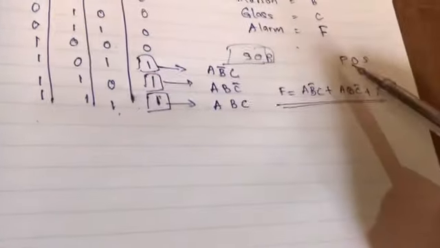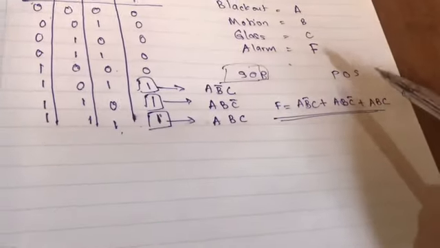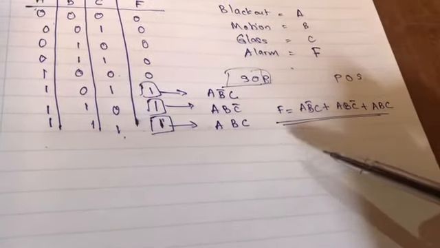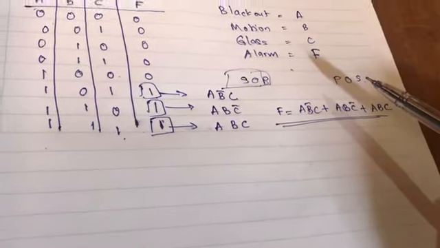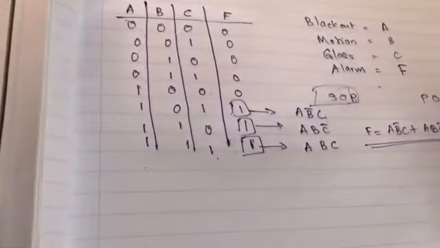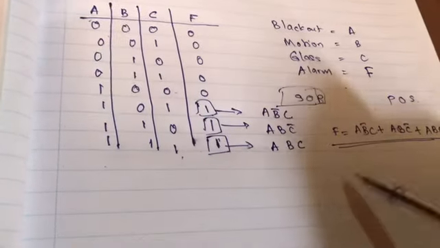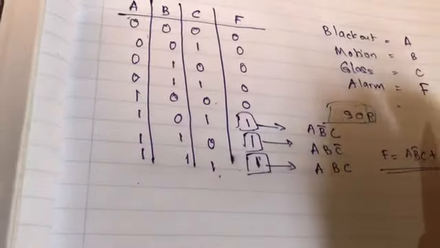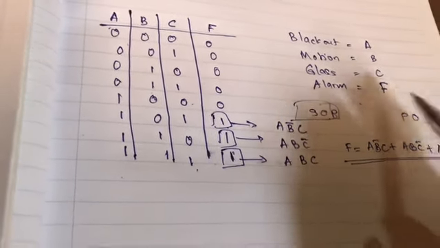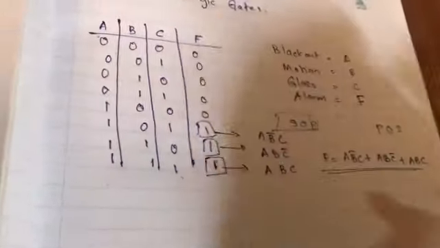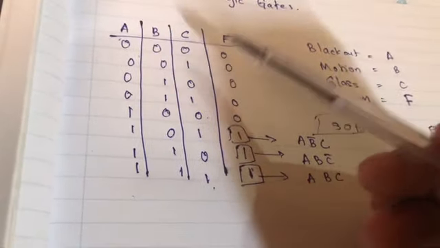Now that we've done it in SOP, I'll quickly show you how to do it in POS, because in some questions they specifically tell you to use the product of sums method. So we'll be doing that here. Ignore this part and this part. When you're deriving the expression using POS, what we do is we imagine that 0 is 1 and 1 is 0.